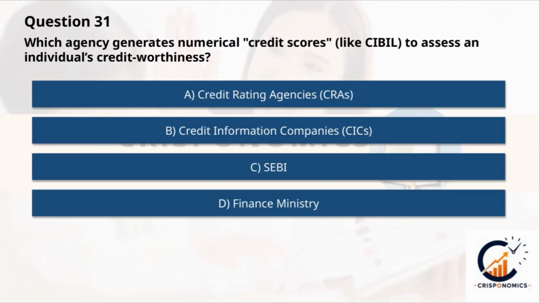Let's talk about the agencies involved in assessing creditworthiness. We have the Finance Ministry, SEBI, credit information companies, and credit rating agencies. But which one actually generates the numerical credit scores, like the ones from CIBIL, that help evaluate an individual's credit health? The answer lies with credit information companies. They collect and analyze data to produce those crucial credit scores we rely on.